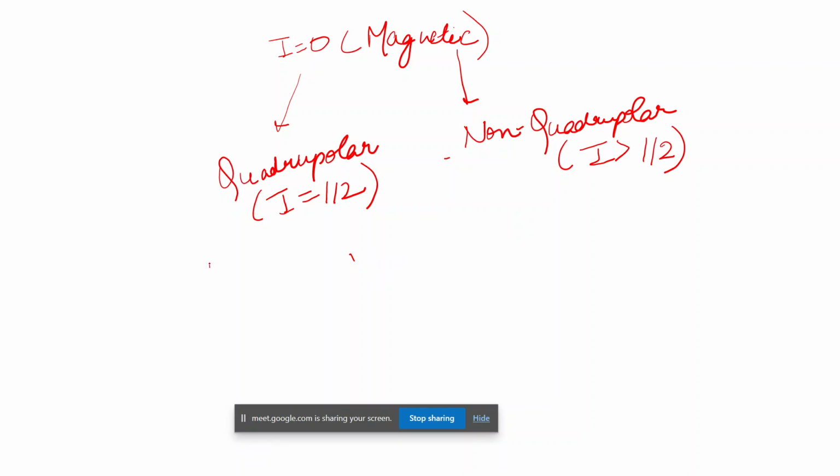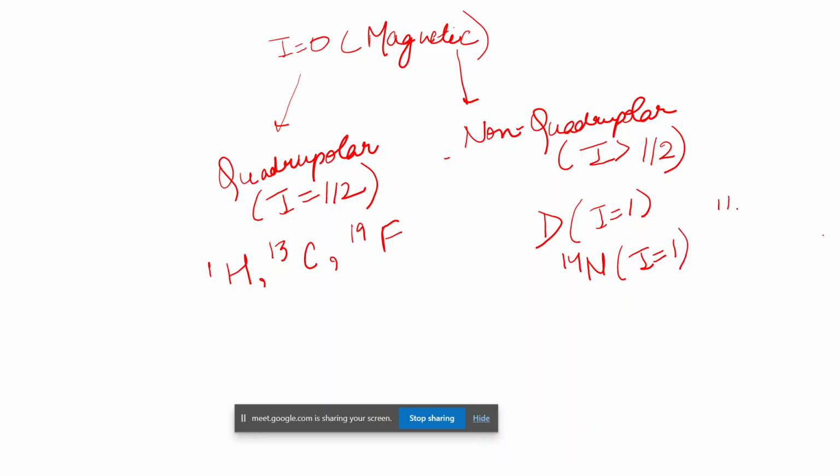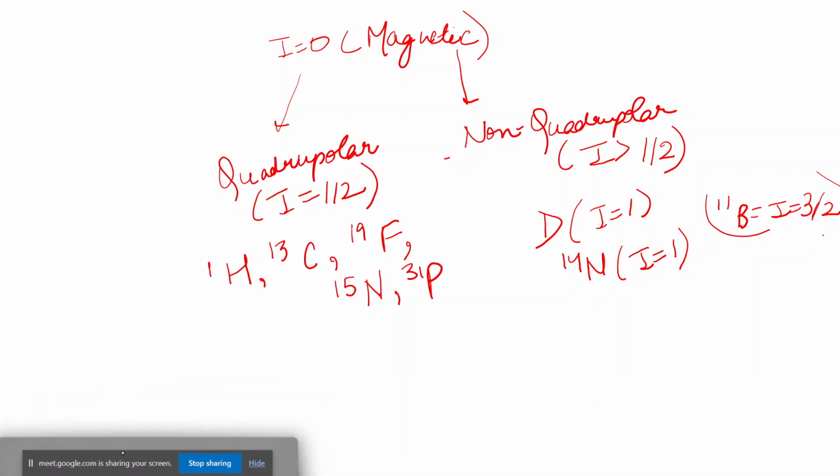And what are the examples? Non-quadrupolar nuclei are 1H, 13C, 19F. Quadrupolar nuclei can be deuterium, where the I value is 1; 14 nitrogen, it's also 1; and for 11 boron, it's 3 by 2. These are the main nuclei we will talk about: proton, carbon, fluorine, nitrogen, phosphorus, and deuterium, where I is 1, nitrogen, and boron, where it's 3 by 2.